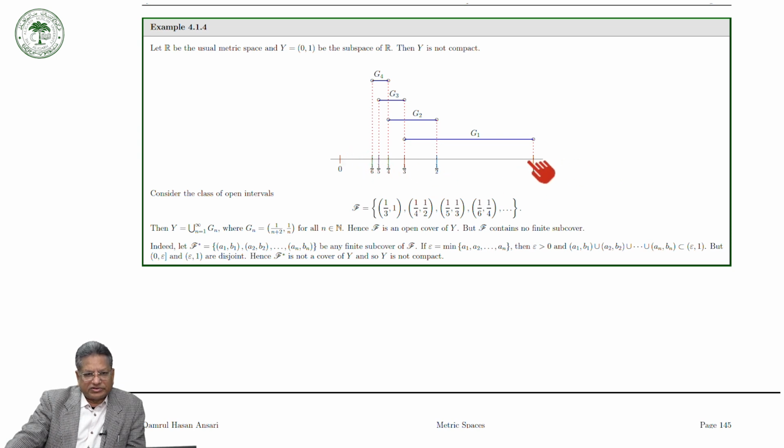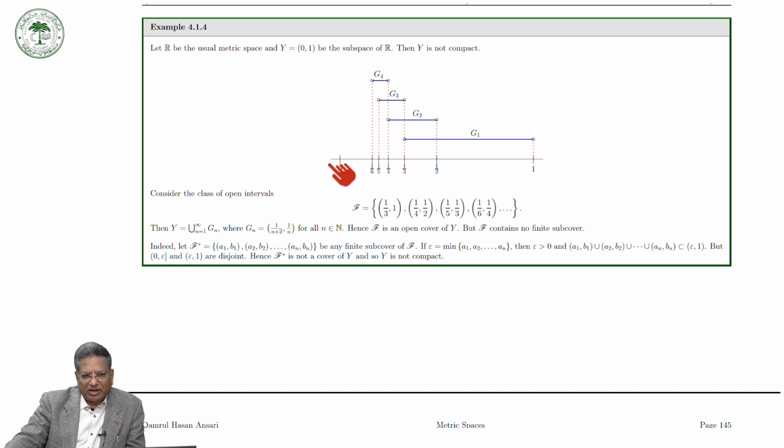Now consider a class of open intervals of this form. That is to say, 1 over 3 to 1, then 1 over 4 to 1 over 2, then 1 over 5 to 1 over 3, then 1 over 6 to 1 over 4, and so on and so forth. So from here to here, this is an open interval. Let me call this G1, this is G2, this is G3, this is G4, and go up to Gn.